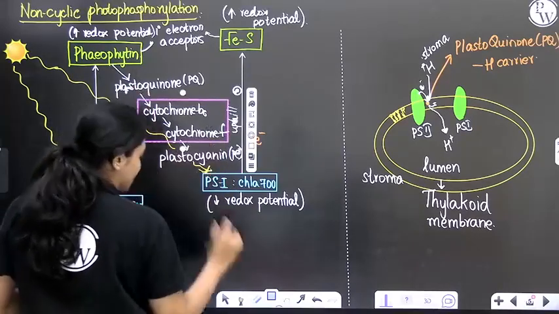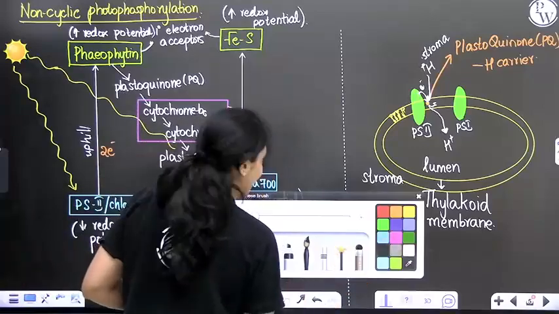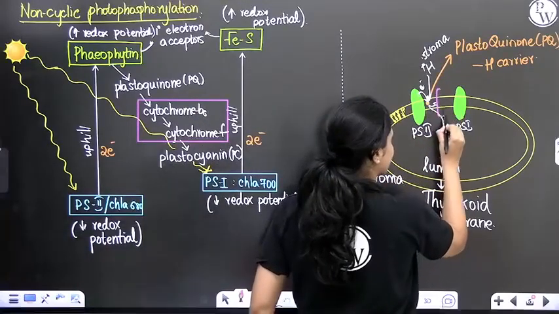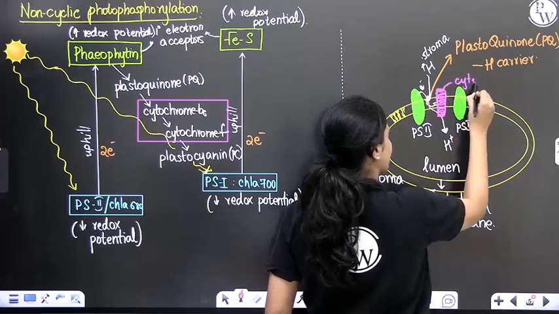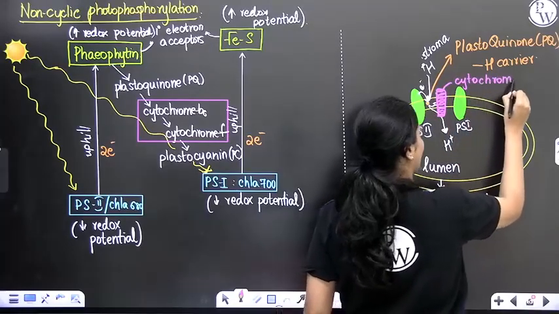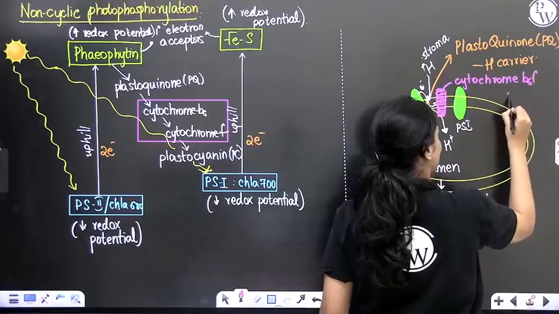They are present within the same complex. And that complex is right here within this same membrane. This is the cytochrome B6F complex.